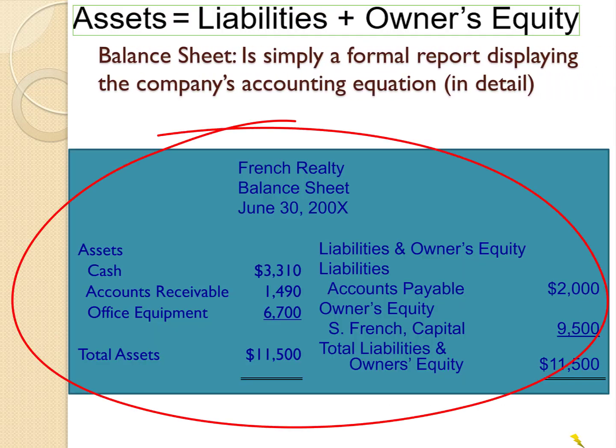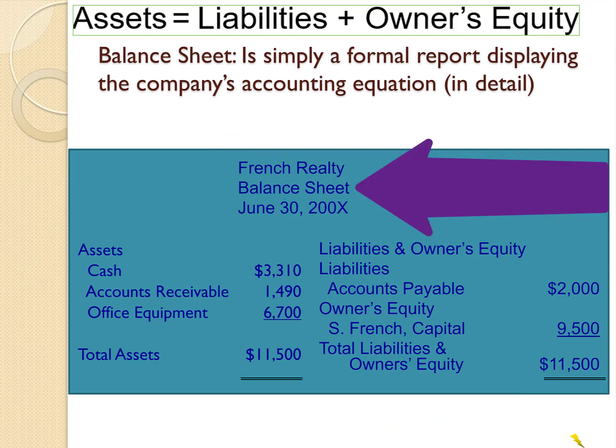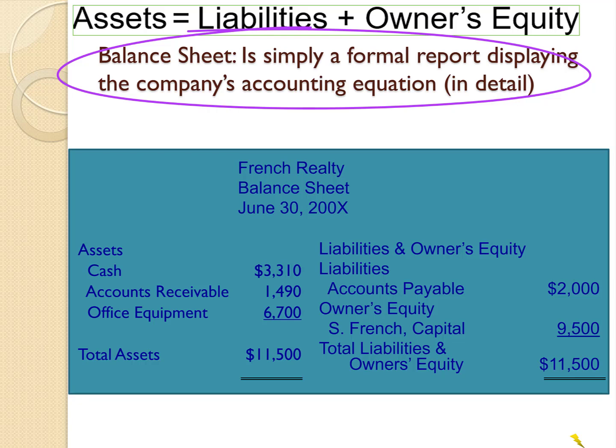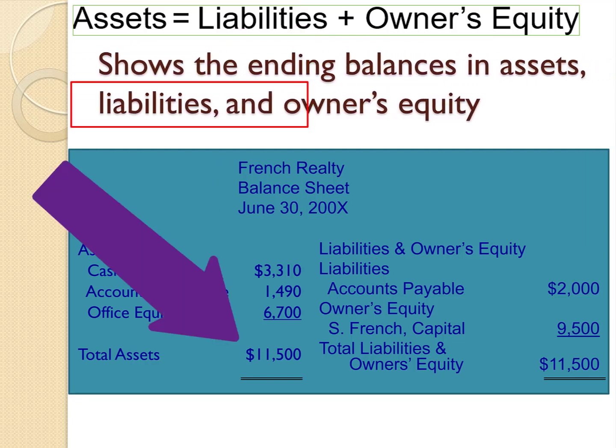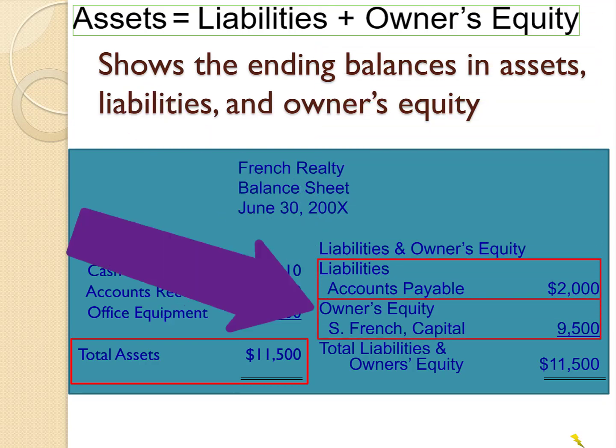So in blue is a balance sheet for a company called French Realty. We can tell it's a balance sheet because it has the name on the second line of the three-line heading. And then on the third line, it's saying that on June 30th, these are the balances of these accounts. So the balance sheet is simply a formal report displaying the company's accounting equation in detail. It's going to show the ending balances in assets, $11,500, liabilities, $2,000, and owner's equity, $9,500.